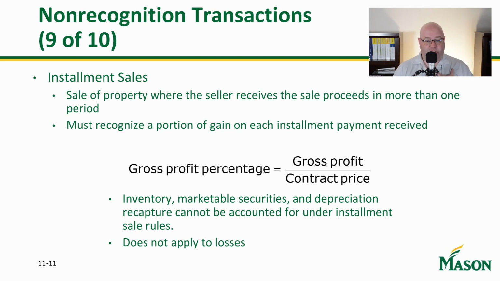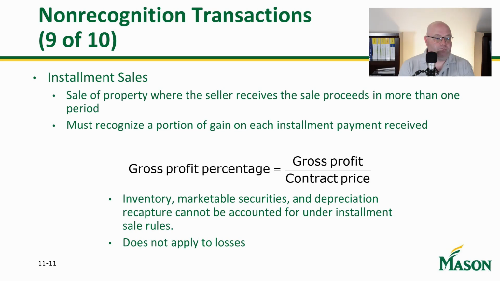Okay. But I don't recognize that gain immediately because I didn't get the cash yet. And I'm a cash basis taxpayer. So as I receive $100,000 a year, I have to recognize a portion of that cash as gain as I'm receiving that for the property. Okay. And the way we calculate that out is we take gross profit, which is the $300,000, divided by the contract price of $1 million. That gets you to 30%. And so as I get $100,000 each year, $30,000 will be recognized as gain on the sale of that land.